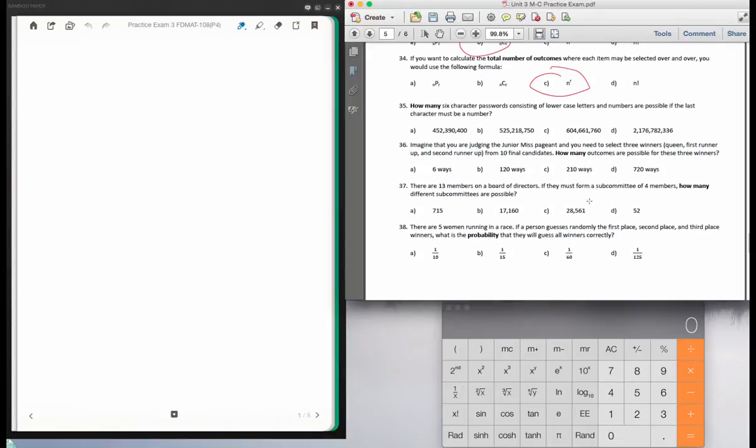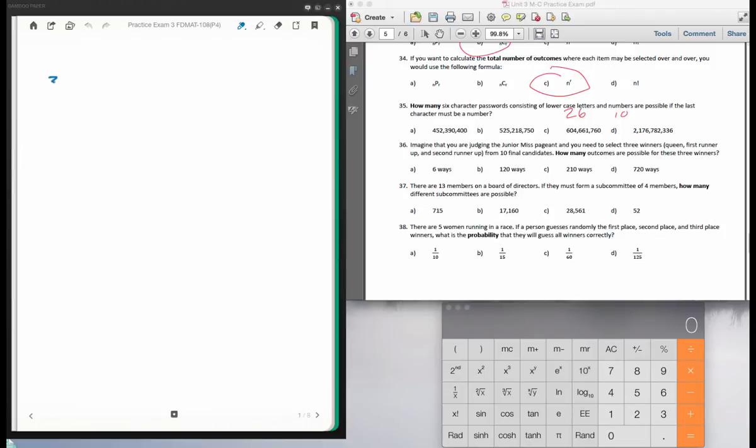All right, so number 35. How many 6-character passwords consisting of lowercase letters and numbers are possible if the last character must be a number? Okay, so are we allowed to have repetition in this case? There are 26 lowercase letters, and there are 10 numbers, 0 through 9. The last one must be a number, so the last one has to be that 10. And repetition is allowed in this one.